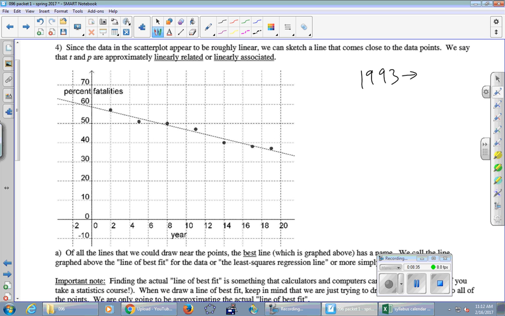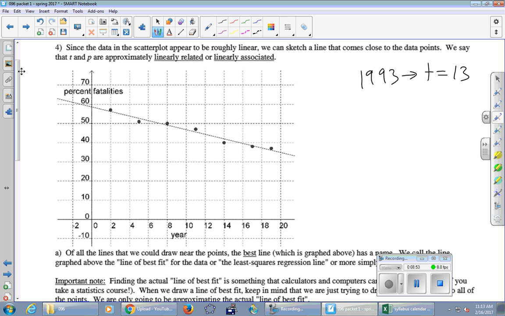Okay, first we need to know where to find 1993 in this graph. Remember t equals 0 was what year? 1980. So how many years from 1980? 13, right? So 13 is what we're after here. Okay, so t equals 13.